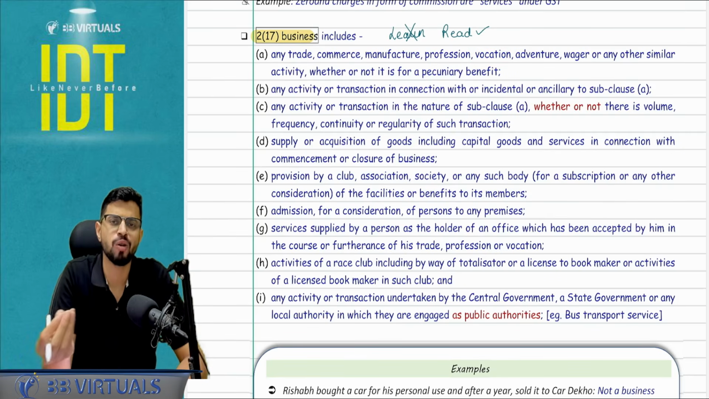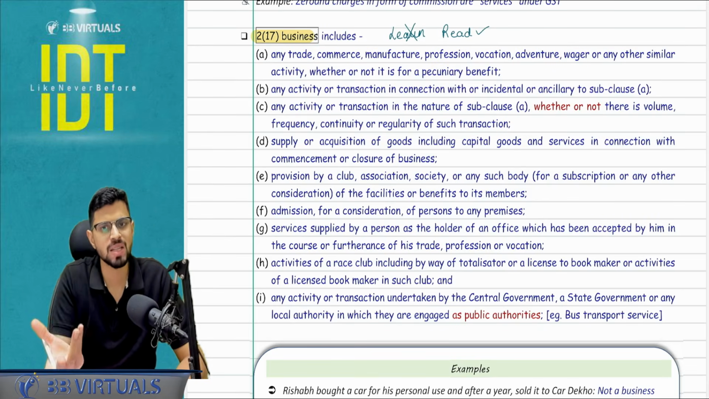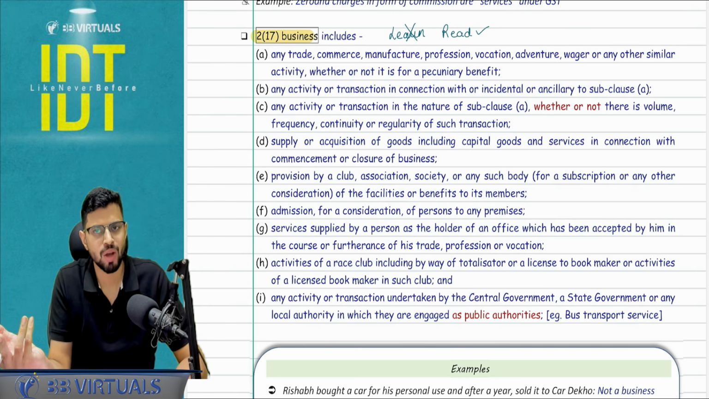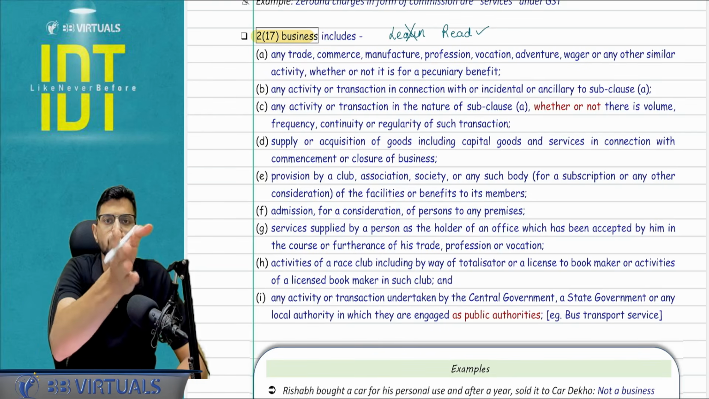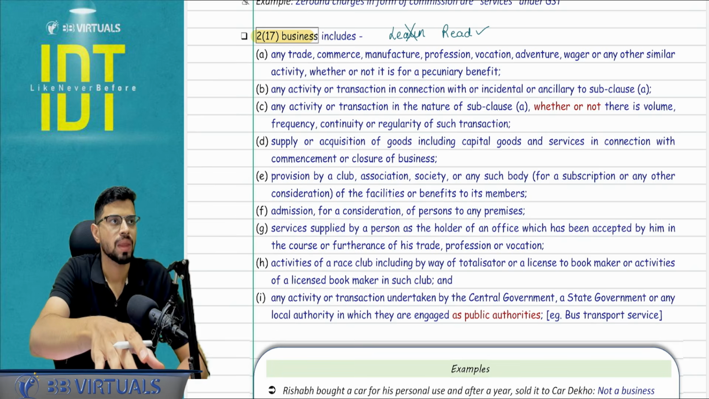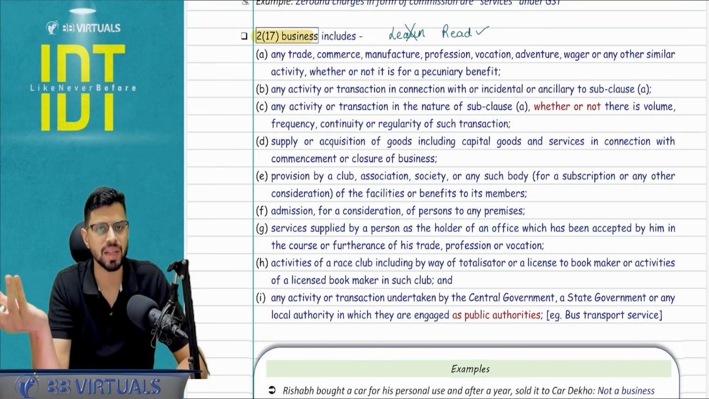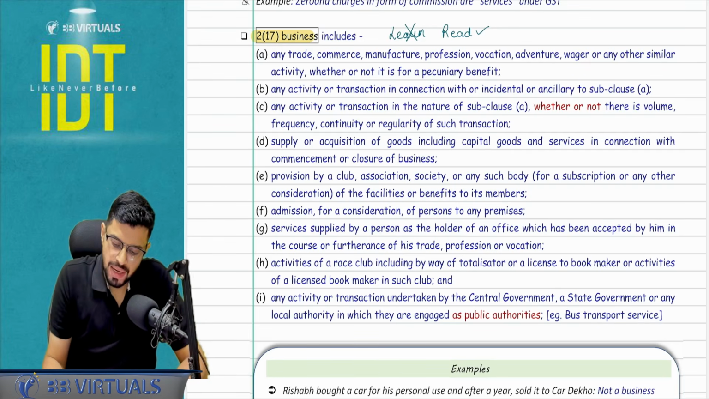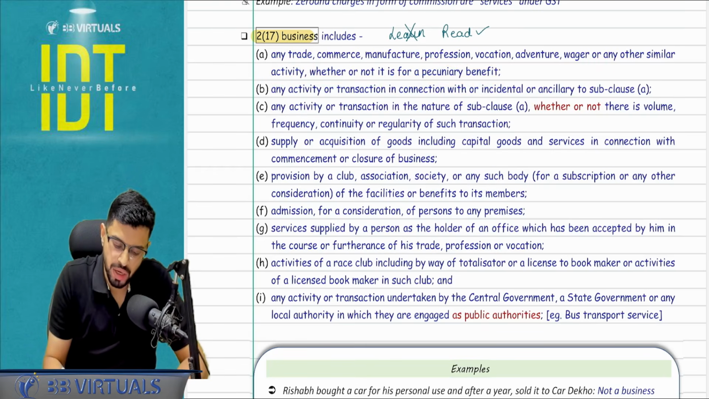You are doing some form of a skill and you are selling it. You are doing vocation. Adventure, some form of an adventure activity. It is business. Wager, kind of a bet. Wager is kind of a bet that you are applying. You are playing some bet or some wager you are applying depending upon, let's say, simple case that if it rains, I will pay you ₹100. That is also business. It is a wager that you have entered into. Or any other similar activity, whether or not it is for pecuniary benefit. Pecuniary means monetary benefit.